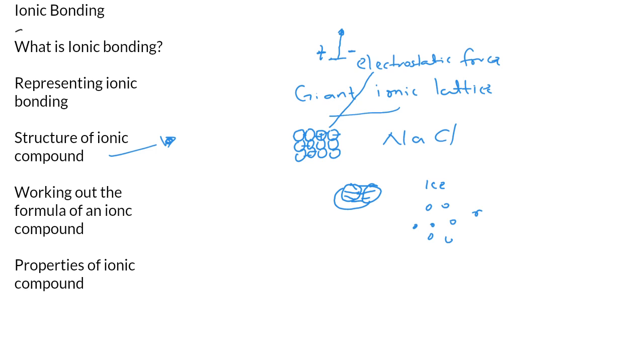They do not conduct electricity when solid, because the ions cannot move, so they have to be in solution. You have to put them in solution before they can conduct electricity, and they have high melting and boiling points, and they have a giant structure that we call the giant ionic lattice. So again, this brings me to the end of the lesson on ionic bonding.